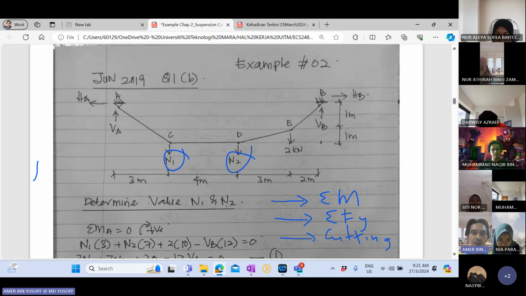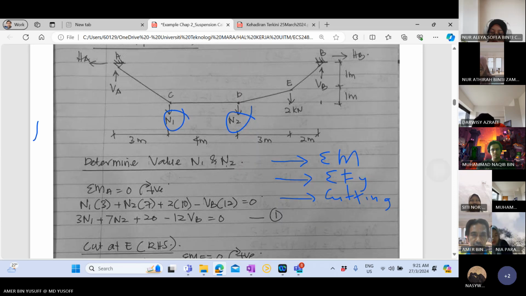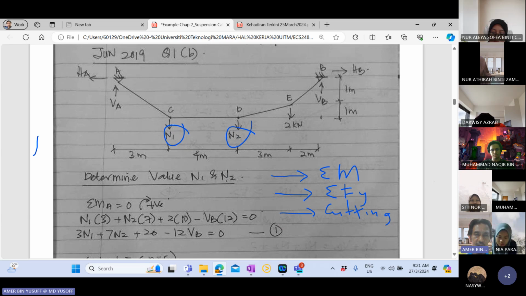Because you need to calculate the moment at support. You can calculate at A or at B actually. So let us calculate moment at A. As I mentioned to you all, for moment at A you must consider N1, N2, 2 kilonewton, and VB. We have 4 forces to consider: N1, N2, 2, and VB.